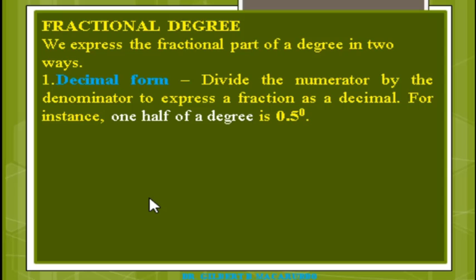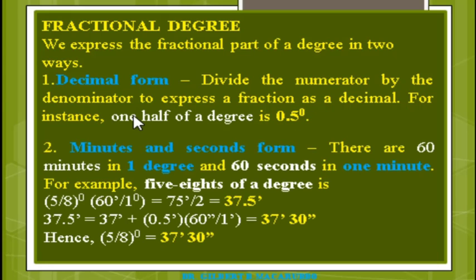Fractional degree. We express the fractional part of a degree in two ways. Number one, decimal form. Divide the numerator by the denominator to express a fraction as a decimal. For instance, 1/2 of a degree is 0.5 degrees. Number two, minutes and seconds form. There are 60 minutes in 1 degree and 60 seconds in 1 minute.